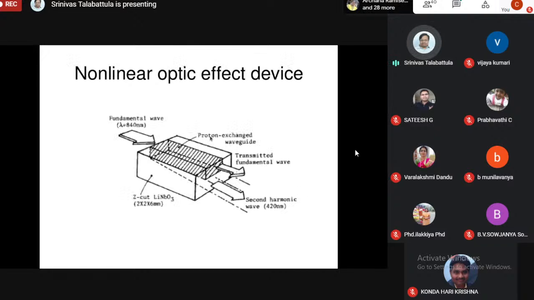So nonlinear optics, I will not emphasize much. It's a very important phenomenon which is useful for creating single photon sources. And of course, traditionally, second harmonic generation is an important application. You can generate 420 nanometer light wave from an 840 nanometer light wave. Lithium niobate is one of the crystals which has this nonlinear optical effect. It has many properties: acoustic, electro-optic and nonlinear optical properties, etc.